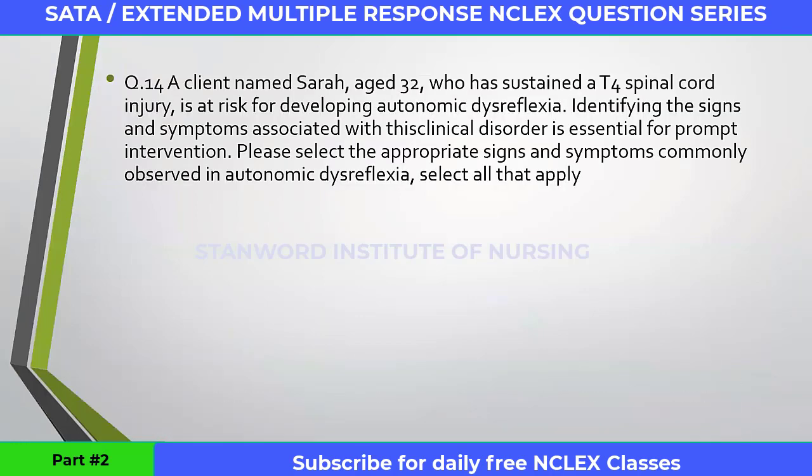Our first question is, a client named Sarah, age 32, who has sustained a T4 spinal cord injury, is at risk of developing autonomic dysreflexia. Identifying the signs and symptoms associated with this clinical disorder is essential for prompt interventions. Please select the appropriate signs and symptoms commonly observed in autonomic dysreflexia.